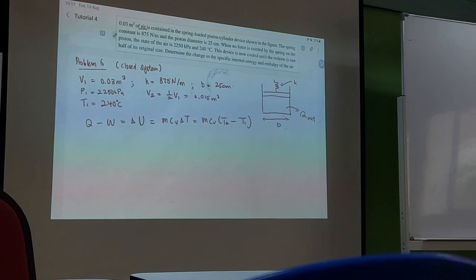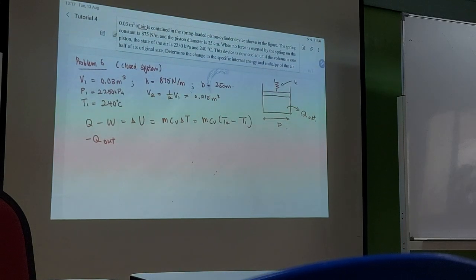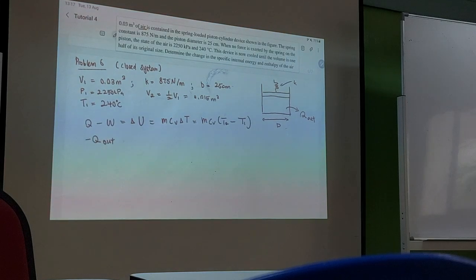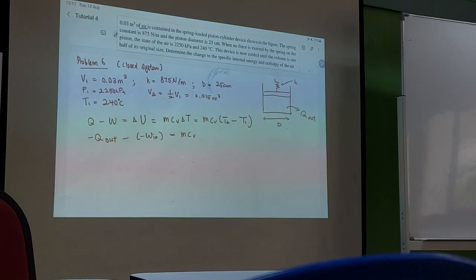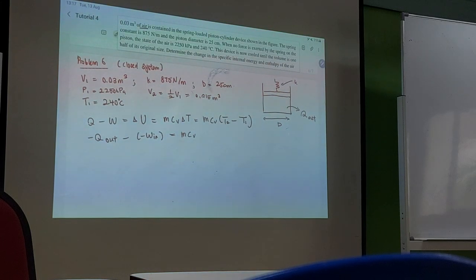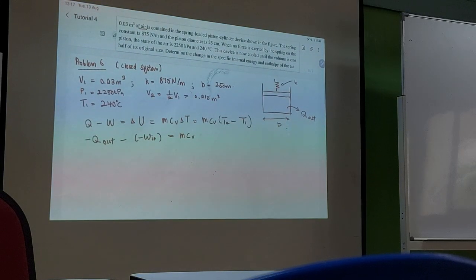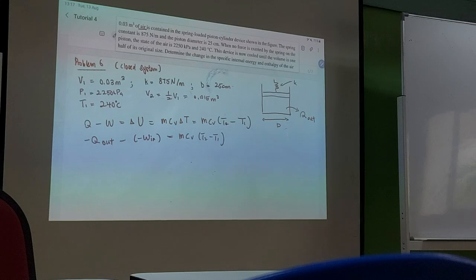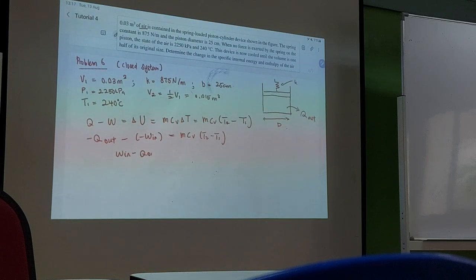So for this question, let's say we have Q out, so Q out should be negative. Then you will have work in, so negative work in. Again, like I said, this one is probably not very important, but we can just write it out because it might be useful for other questions also. So in the end, this will be the general equation that you have.